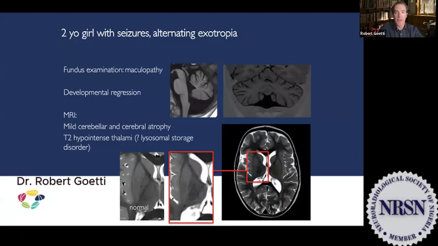Here we have a different case of a 2-year-old girl with seizures and alternating exotropia. In her case, she only had mild cerebellar atrophy. She also had developmental regression, and this is an important finding. If you have developmental regression rather than just a static developmental abnormality such as CP, you need to think about neurodegenerative disorders. In her case, she did have mildly hypointense thalami. Here's a close-up, and you can see the thalami are just a little bit darker than the rest of the basal ganglia. This is a normal patient.